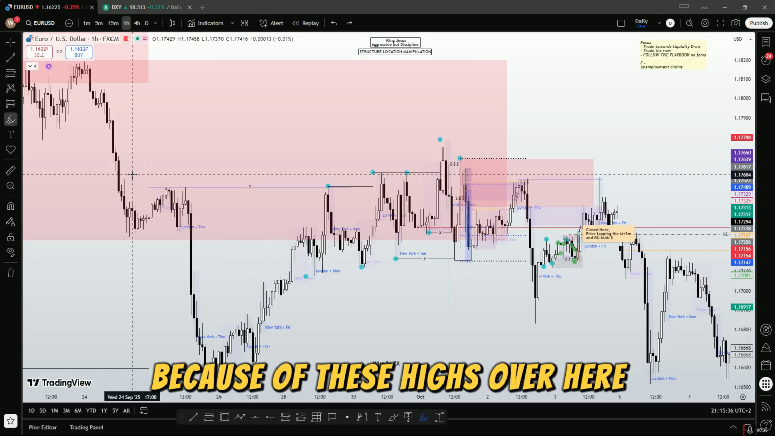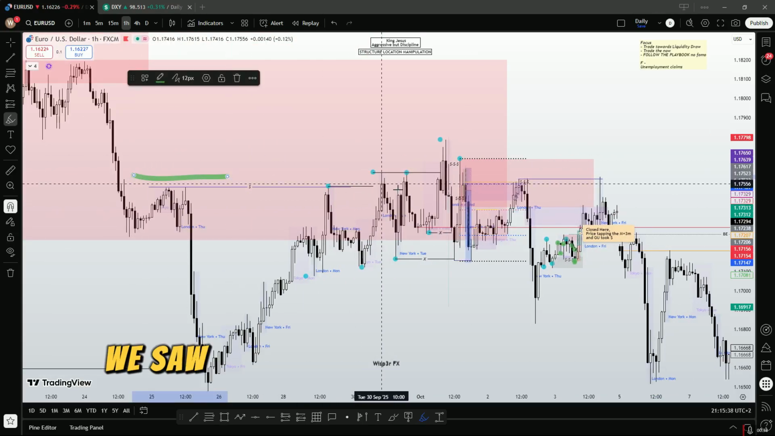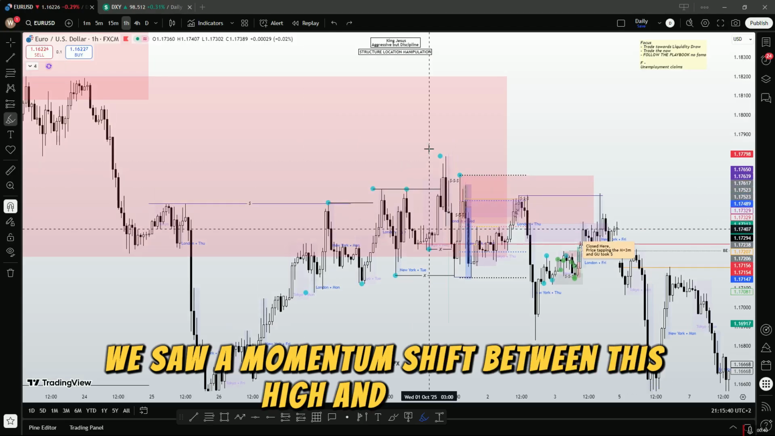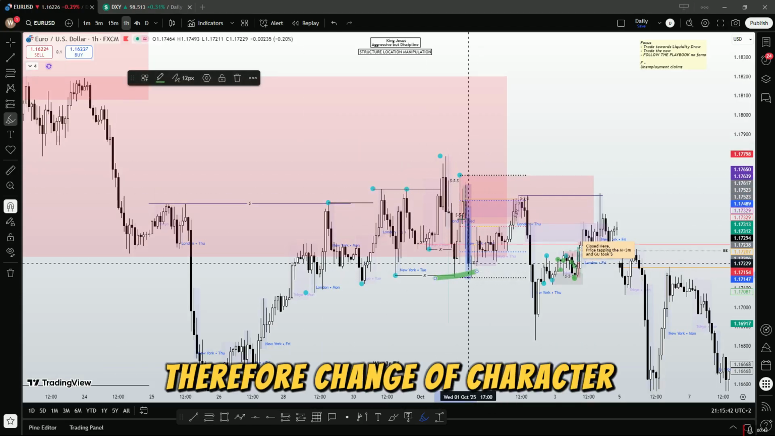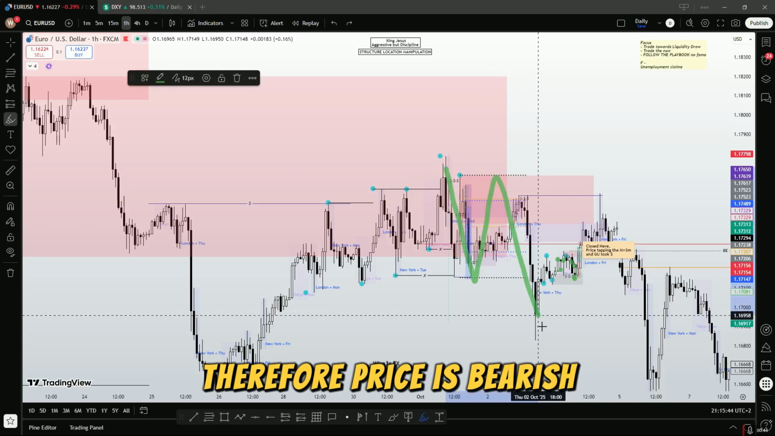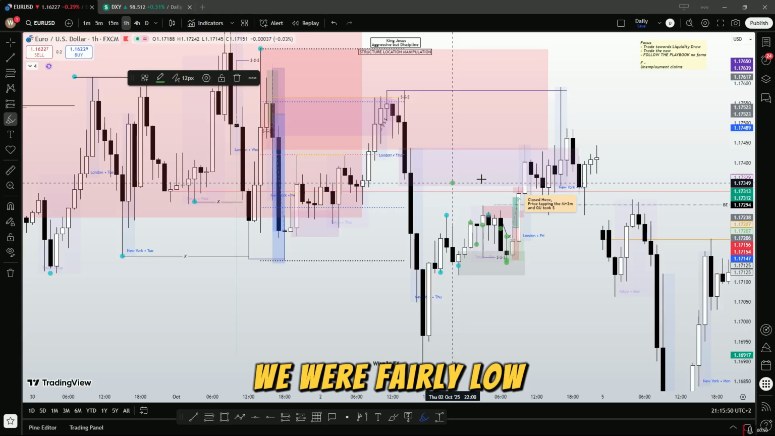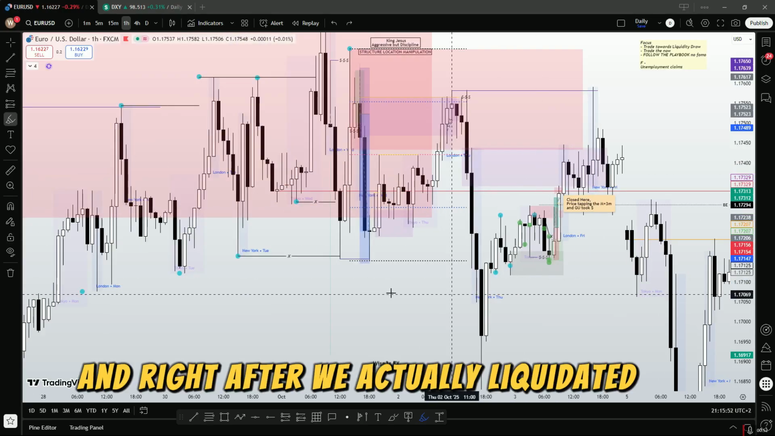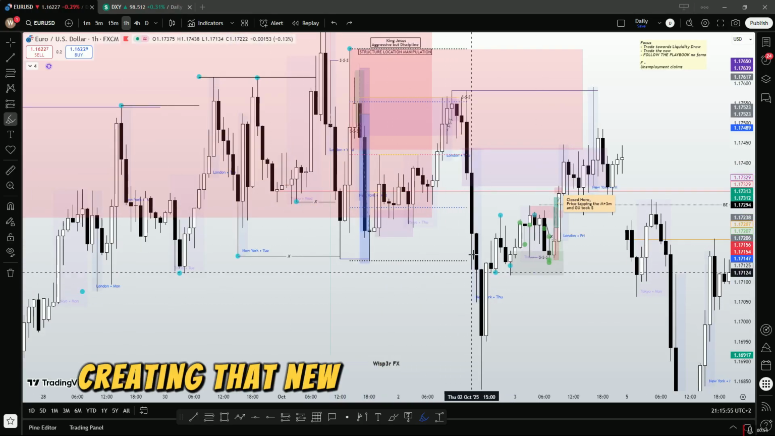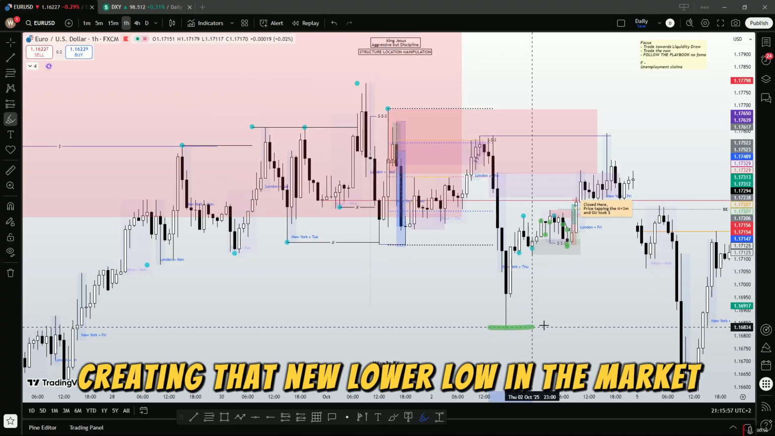these highs over here, and once taking that high we saw a momentum shift between this high and this low, therefore change of character, therefore price is bearish. But where were we in our session? We were fairly low, and right after we actually liquidated low, creating that new lower low in the market.